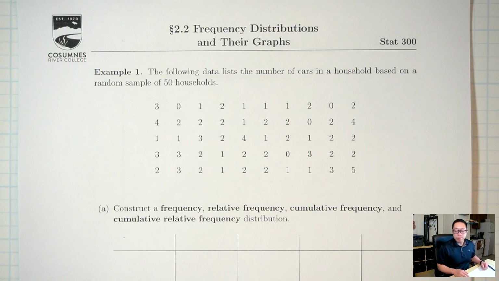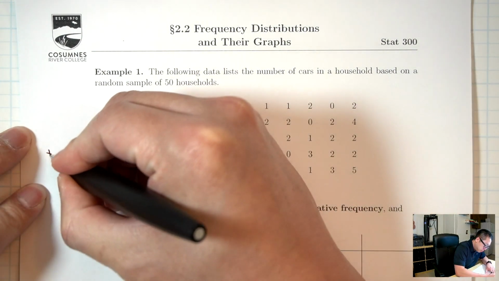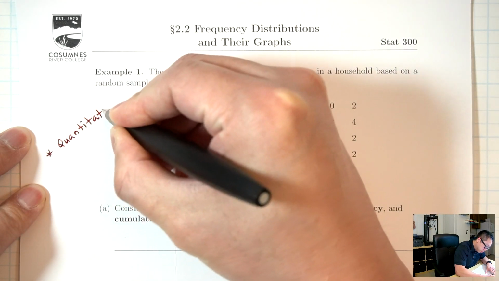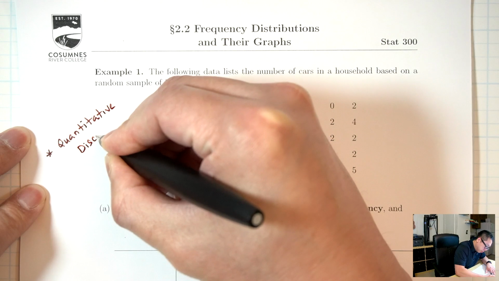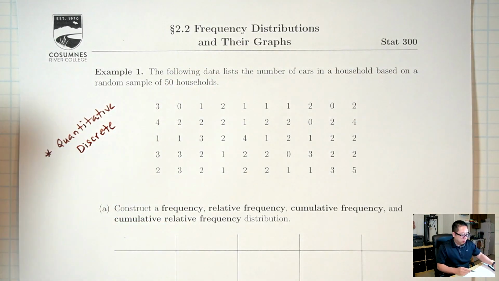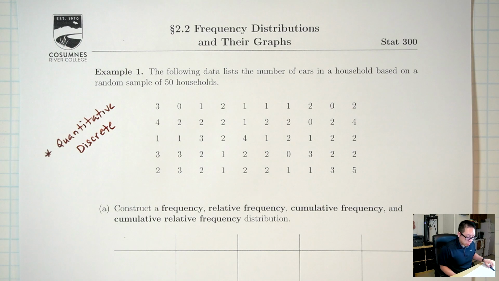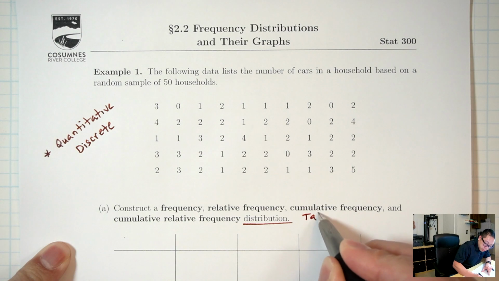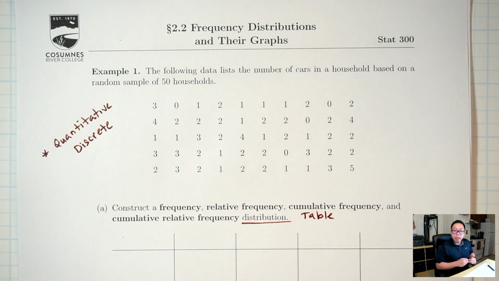All right, back to example one. We're talking about the number of cars, and we said this was quantitative discrete. Part A: construct a frequency, relative frequency, and cumulative relative frequency distribution. The word distribution is just a fancy way of saying make a table. So for part A, what we're going to do is just make a table that organizes my data.